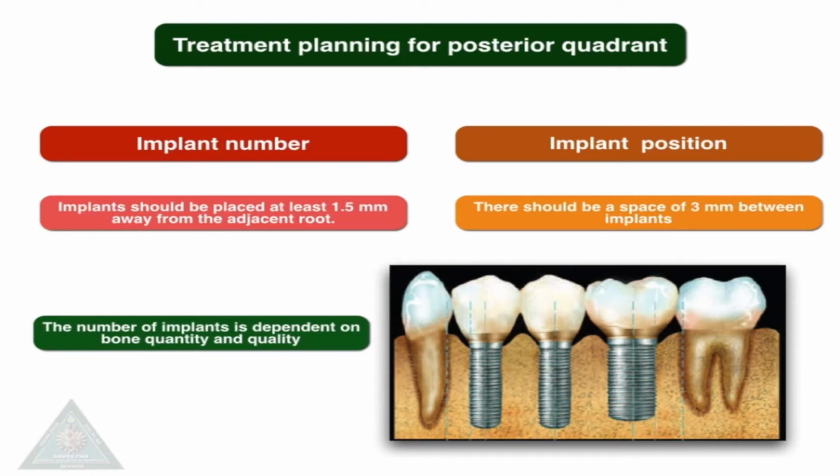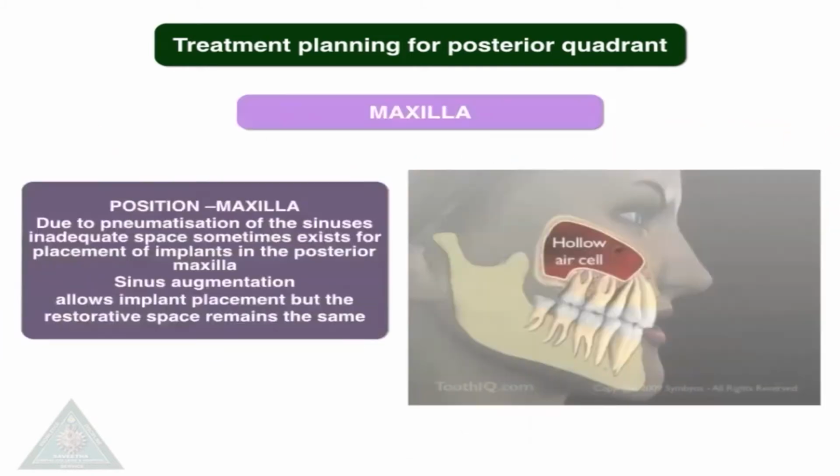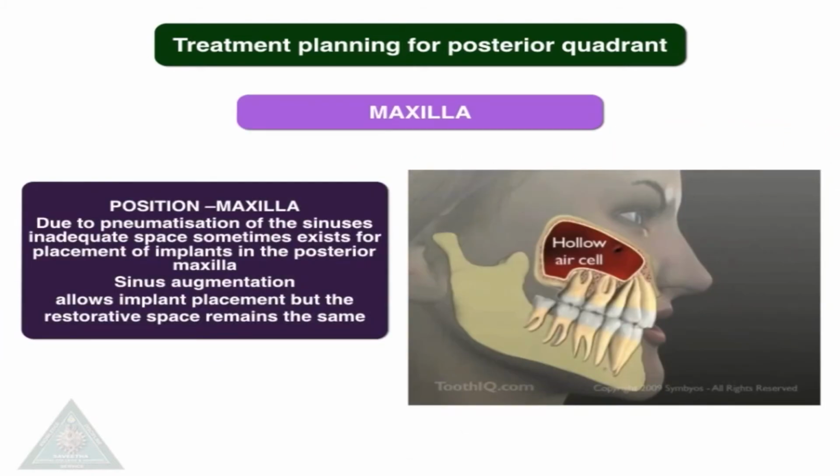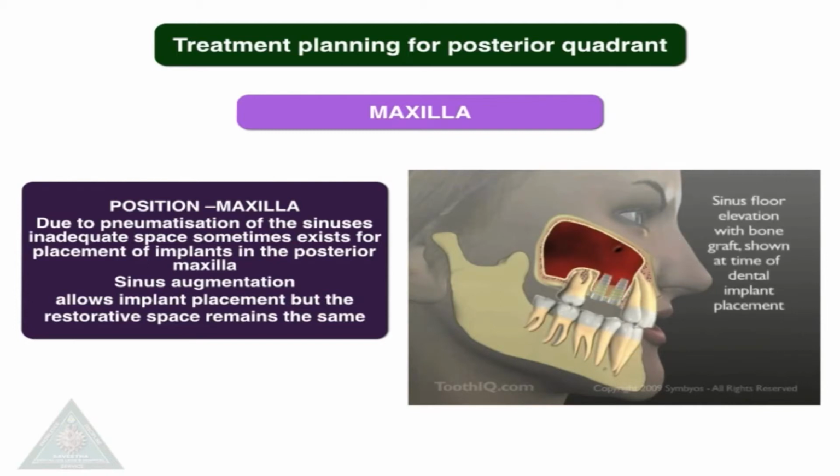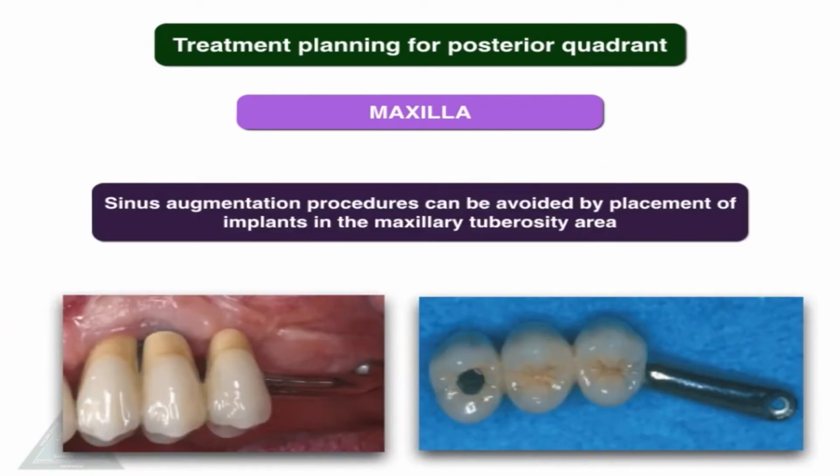The number of implants is dependent on the bone quality and quantity. So in maxilla, due to pneumatization of the sinus, inadequate space sometimes exists for placement of the implant in the posterior maxilla, as you can have a look at the diagram. The sinus augmentation allows implant placement, but the restorative space remains the same. So here there is implant placement with the sinus floor elevation and the bone graft shown at the time of the dental implant placement. And in maxilla, in case sinus augmentation procedure is avoided, the placement of the implant in the maxillary tuberosity can be done.